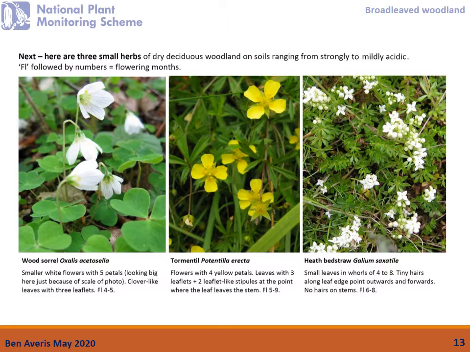You don't really get clovers in acid woodlands anyway, and obviously if you've got the flowers, those wood sorrel flowers are unmistakable. Tormentil, easy to tell with its little yellow flowers, 4 petals, very occasionally 5, but mostly 4. And the leaves with 3 leaflets with sort of teeth along the edges towards the tips of the leaflets, and also a couple of little stipules like little miniature leaflets at the bases, so they can look like they've got 5 leaflets. Very common little plant. And then heath bedstraw, a very low and creeping one with tiny little narrow leaves in whorls of between 4 and 8, and little clusters of tiny little white flowers.